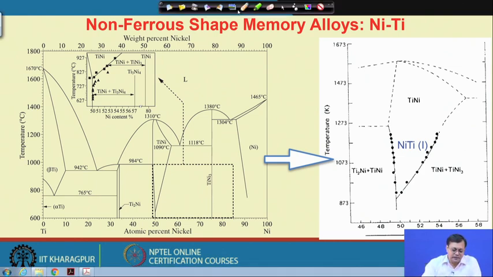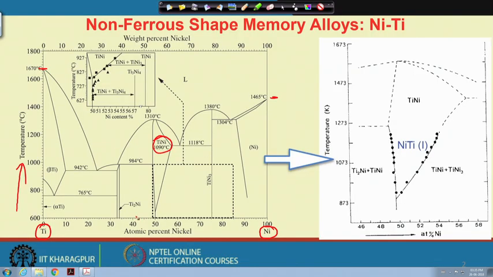On the left hand side you see titanium and nickel at the two extremities of the phase diagram, versus temperature. Titanium has a quite high melting temperature, above 1600, and nickel also has something like 1460 degrees centigrade or above. In between, around 50-50, the important phase is the nickel titanium phase, which exhibits the shape memory effect, and this nickel titanium phase has a B2 crystal structure.